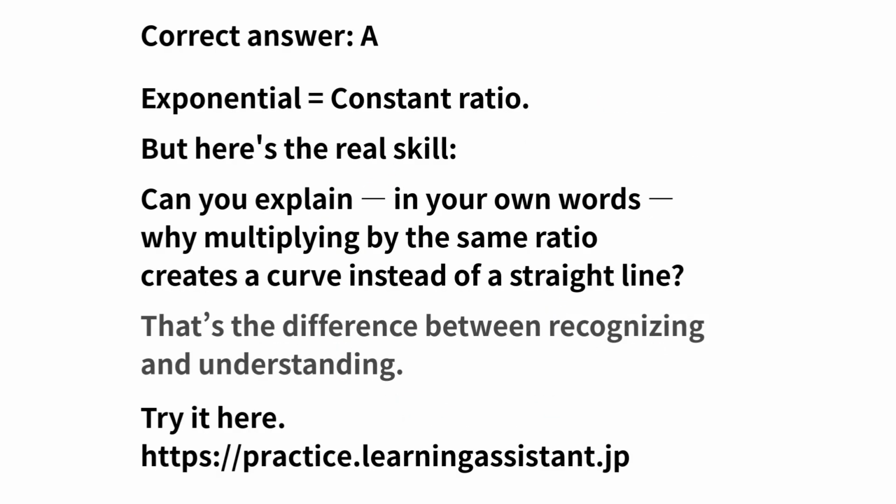You got it right. The correct answer is exponential relationships change by a constant ratio. But that's not the real skill. Most people can recognize the pattern. They see the curve and think exponential. The deeper question is this. Can you explain, in your own words, why multiplying by the same ratio creates a curve instead of a straight line? Not just what it looks like, but why it behaves that way. That's the difference between recognizing and understanding.